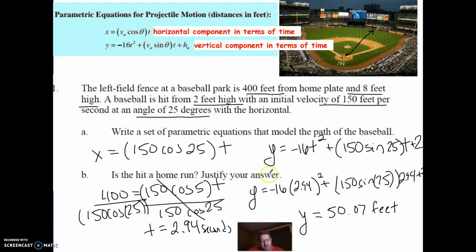Now, I go back to the original question. It says the height of the wall is 8 feet tall. So is that going to be a home run? The answer is yes, because 50 is greater than 8. So obviously it's going to be higher than the wall, so therefore it is going to go into the stands.